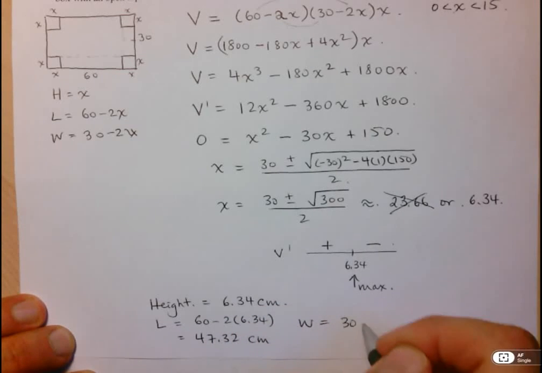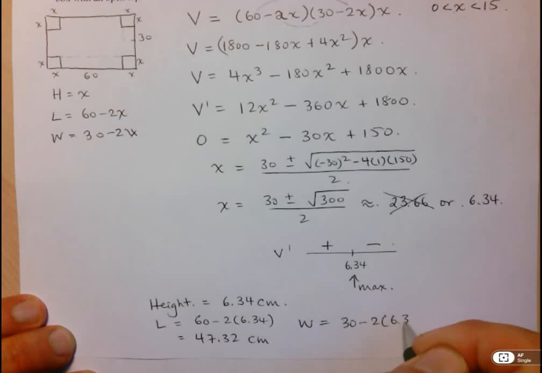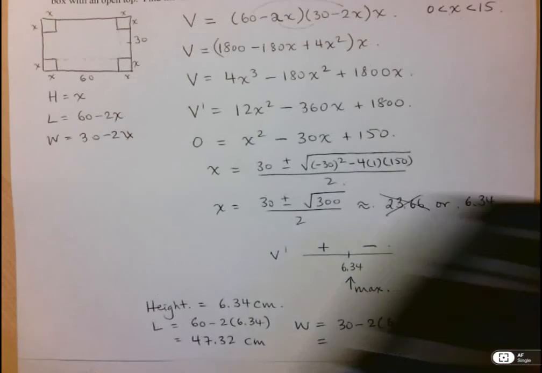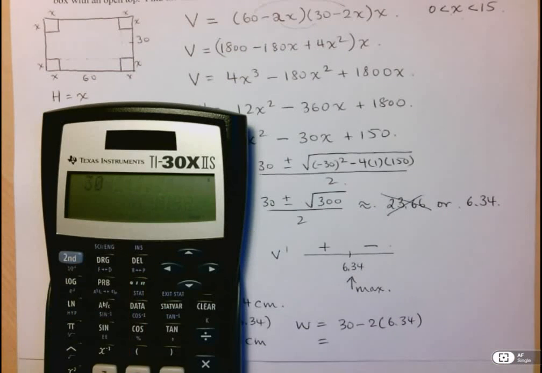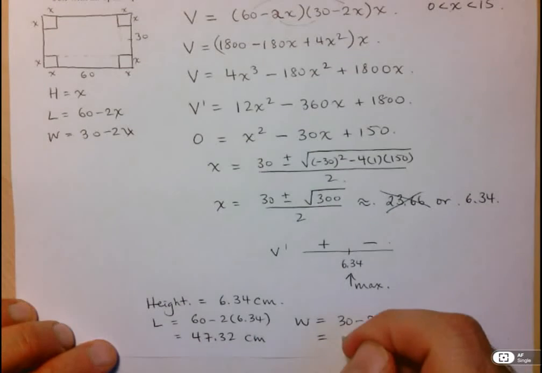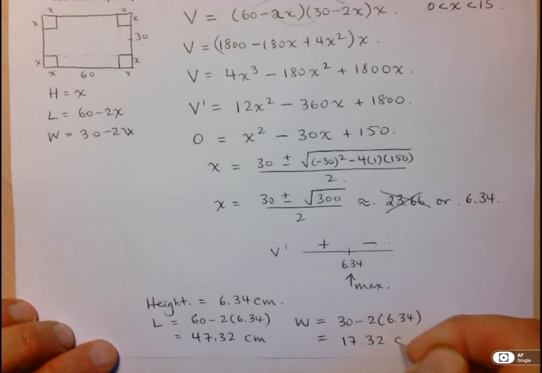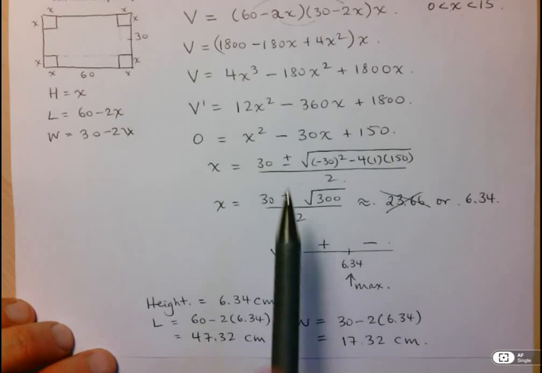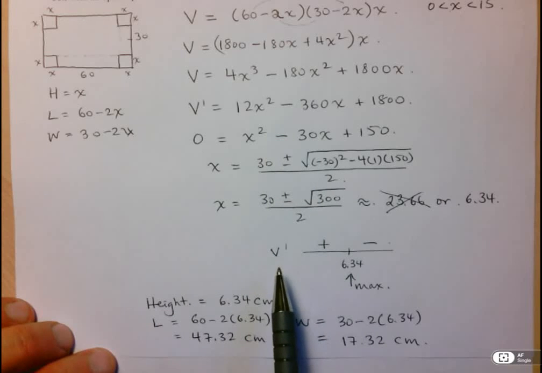30 minus 2 times 6.34, which will calculate, 30 minus 2 times 6.34. That is 17.32 centimeters. Okay, so again, please make sure that once you've actually finished all your algebra, finish the calculus, make sure you're actually answering the question that is being posed. Okay, that's it for this one.